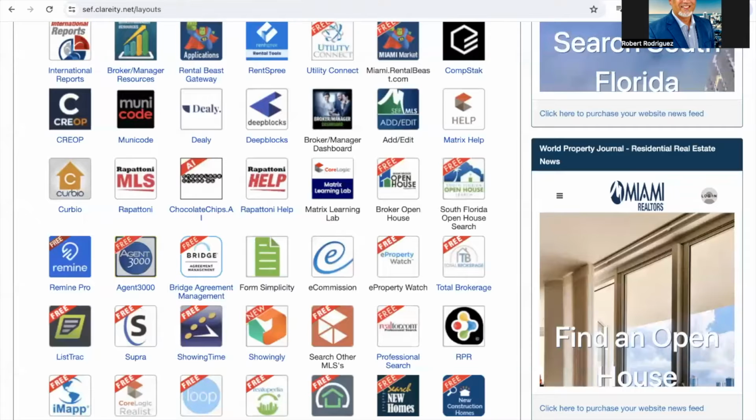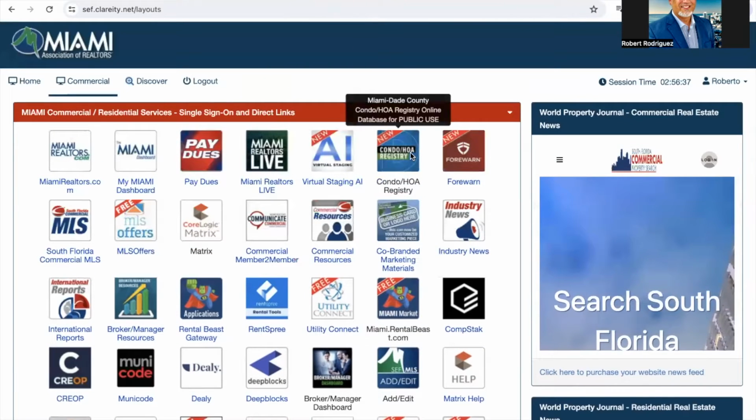This is a very, very interesting course. We're going to be going over the different ways that we're going to evaluate properties using those resources that are available to us as a realtor. Guys, if you have any questions, please feel free to ask questions. This is a workshop, so it's meant to be interactive.